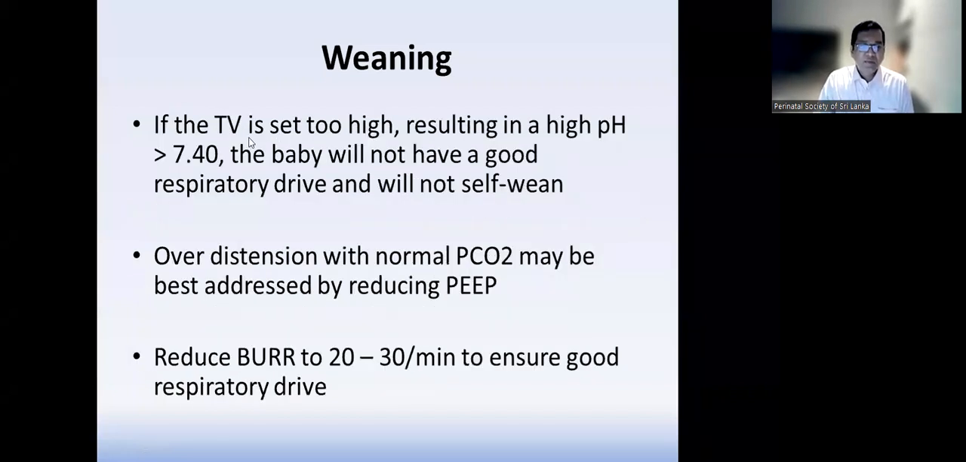If the tidal volume is too high, resulting in a high pH of more than 7.4, the baby will not have a good respiratory drive. So there will be a lot of washout, the carbon dioxide will be low, the pH will be high, and the baby's respiratory drive will be less. So always make sure that the baby has a good, reasonable carbon dioxide level in the blood gas to have a good respiratory effort. And over distension with normal carbon dioxide may be addressed by reducing PEEP. If your X-ray is showing over distension but with normal carbon dioxide, look at your PEEP; you may be able to drop down your PEEP.